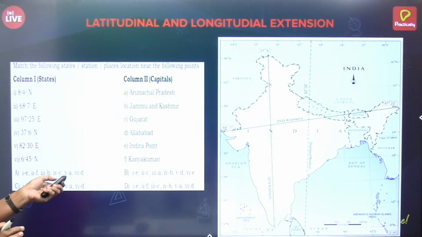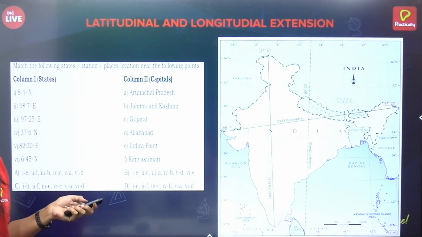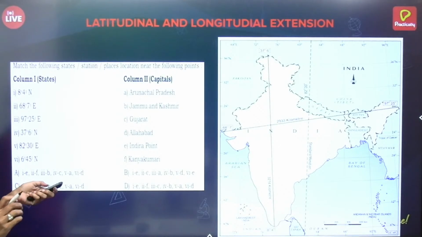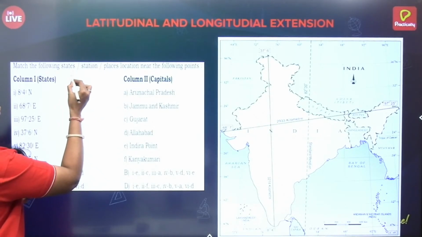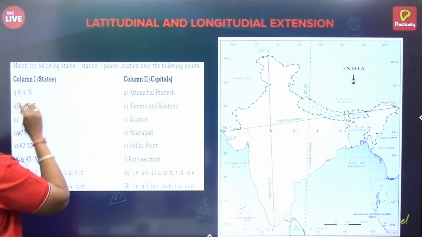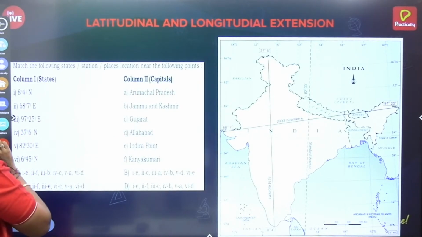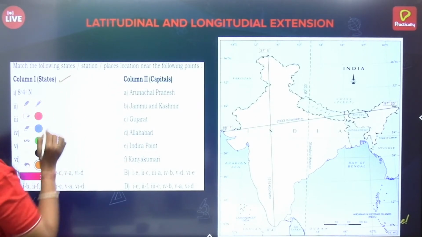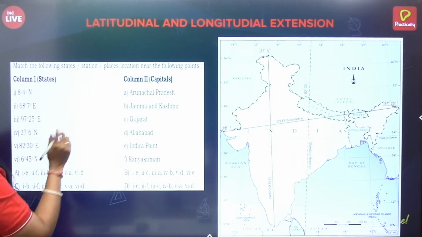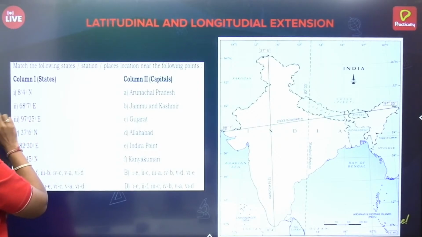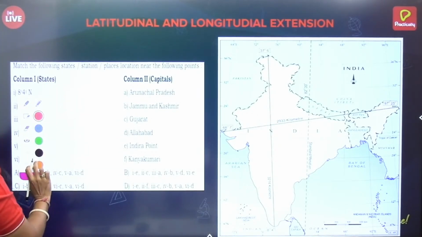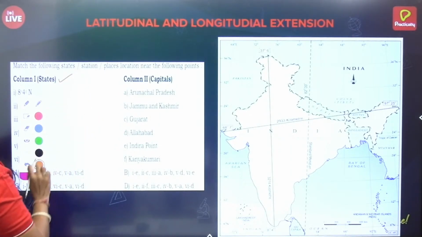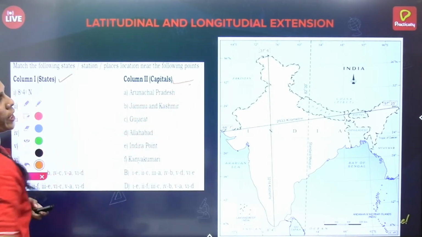Just have a look at this. Match the following. Can you tell me these match the columns? Column 1 with column 2. In column 1 we have states and in column 2 we have capitals.